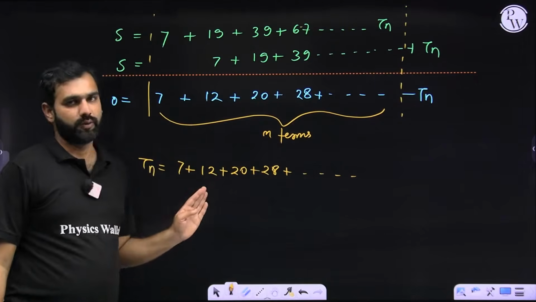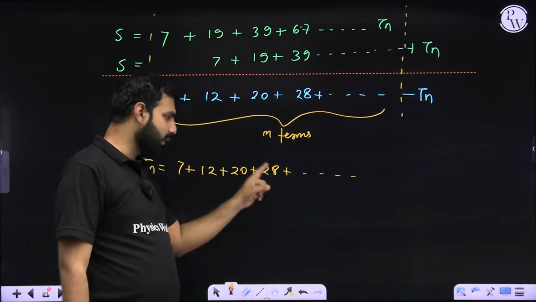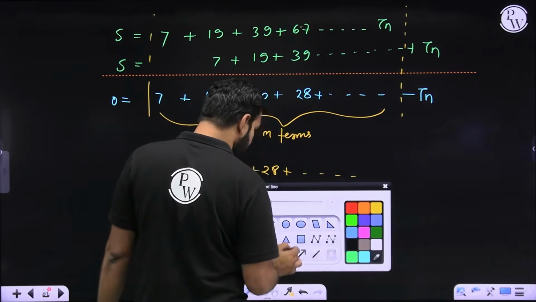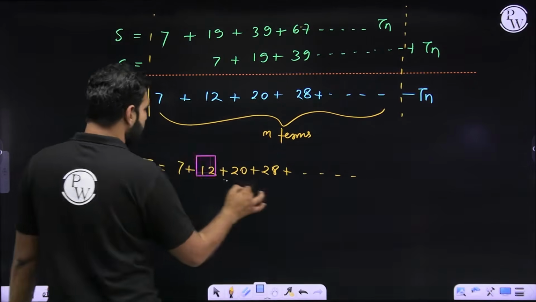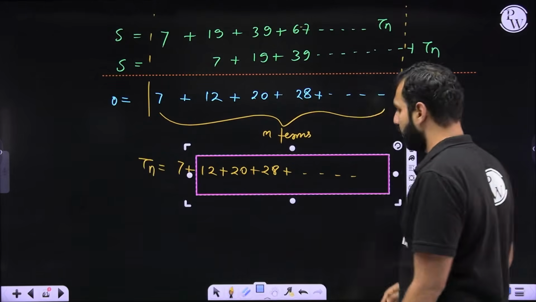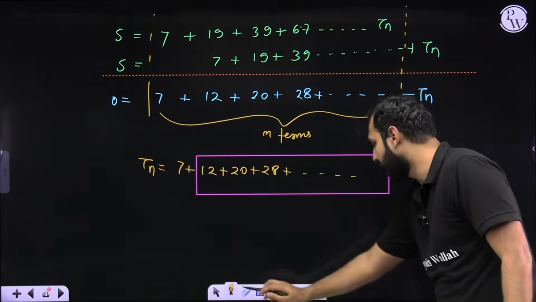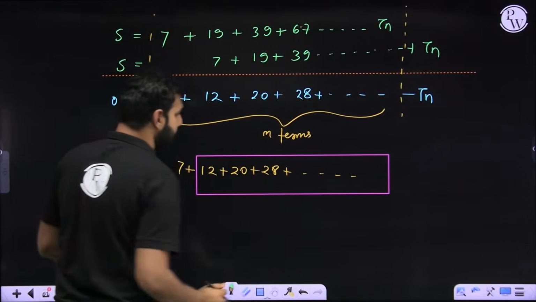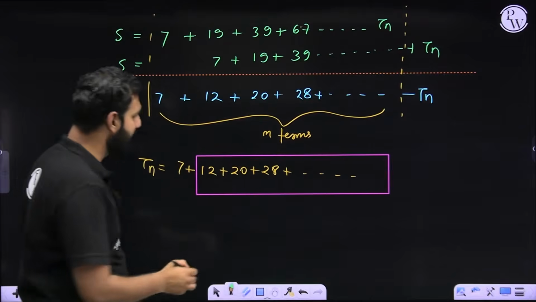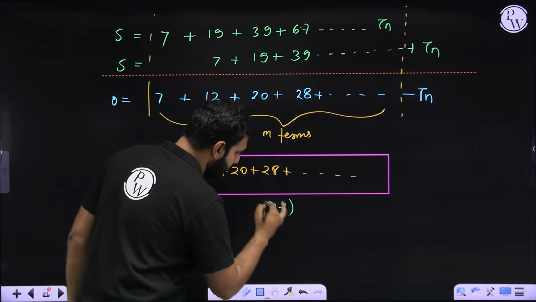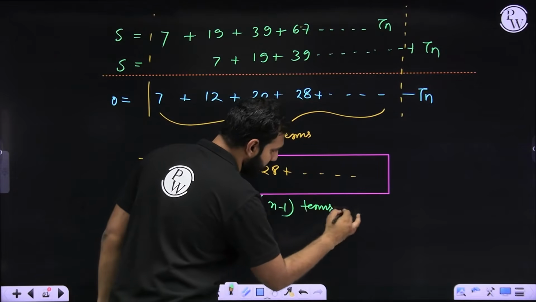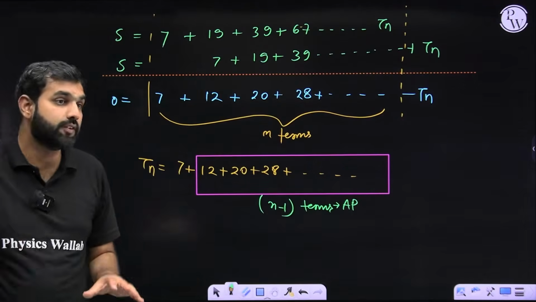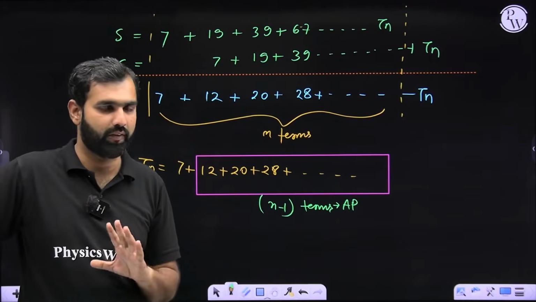7 doesn't fall into that category, but 12, 20, 28, they are forming an AP. I repeat, they are forming an AP. Which terms, students? These terms over here. So from 12 onward, these terms are forming an AP. The total number of terms was n. If I include 7, till the last term, there were a total of n terms. But if I exclude 7, these n minus 1 terms are in AP. I hope you're able to digest whatever I'm saying so far.